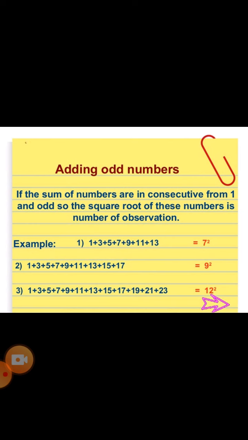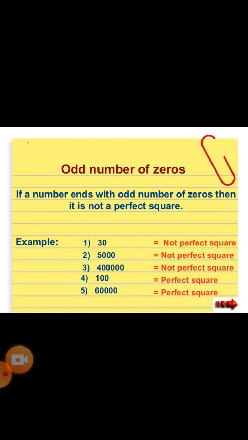Adding odd numbers: if we add consecutive odd numbers starting from 1, then the sum is the square of the number of terms. For example, 1 plus 3 plus 5 plus 7 plus 9 plus 11 plus 13, these are the odd numbers. If we find the sum, it is equal to 7 squared. Here we have some other examples of these numbers.